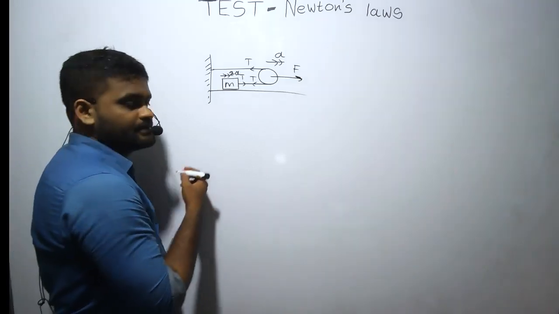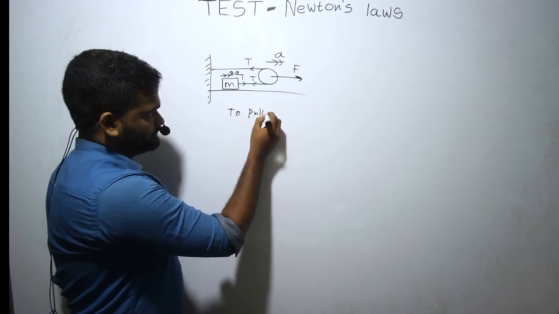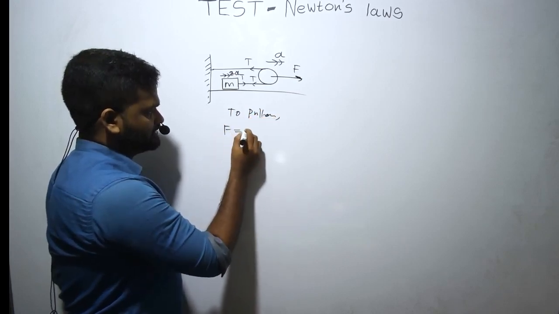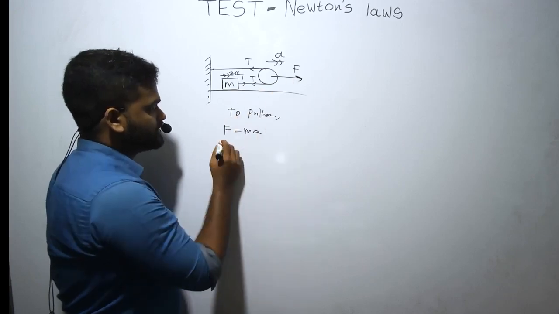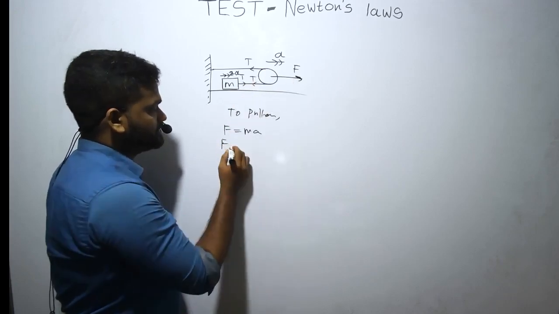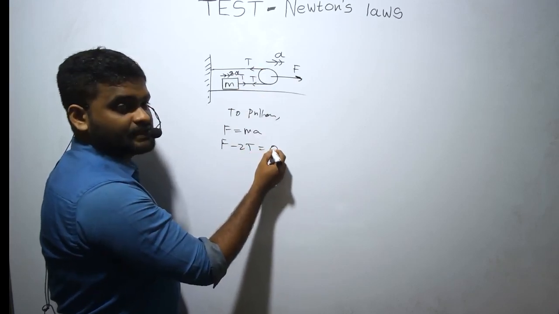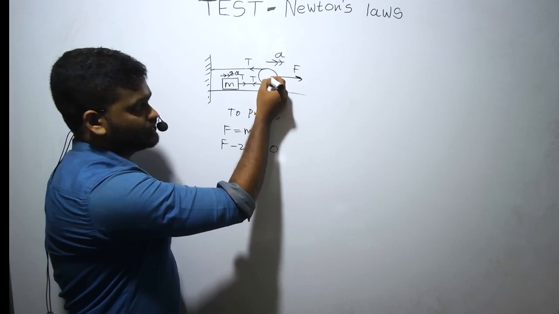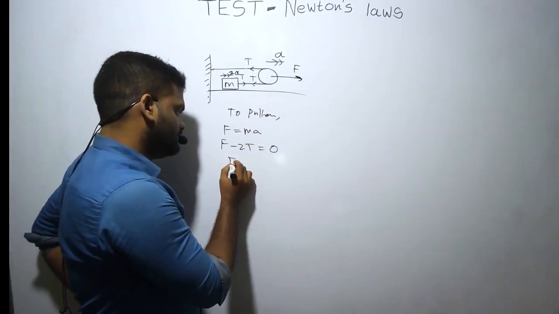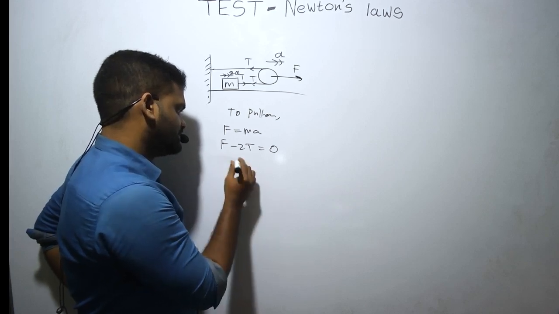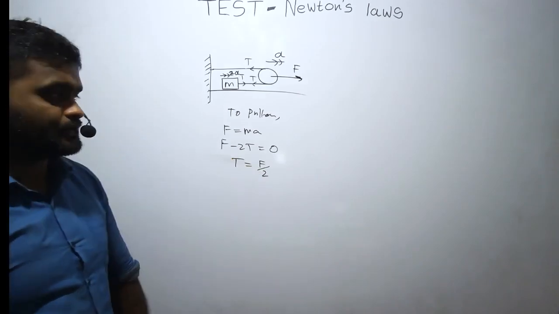Then you can apply F equals ma. First I'll apply to the pulley, right? Doesn't matter which one you apply in that. So onto the pulley, to this side it is F, to the opposite side it is T, that is 2T, equals 0. Why 0? Because this has a 0 mass. Pulley doesn't have a mass, they say. So F equals 2T. So T equals what? F divided by 2. That is the tension of the string.